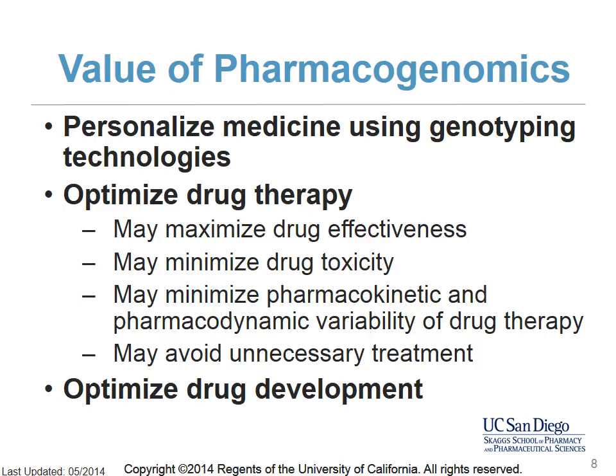Pharmacogenomics offers several advantages. The availability of genotyping technologies has made personalized medicine a reality. Pharmacogenomics has the potential to optimize drug therapy in multiple ways, including maximizing drug effectiveness, minimizing drug toxicity, minimizing pharmacokinetic and dynamic variability of drug therapy, and avoiding unnecessary treatment. Pharmacogenomics also has the potential to optimize drug development.